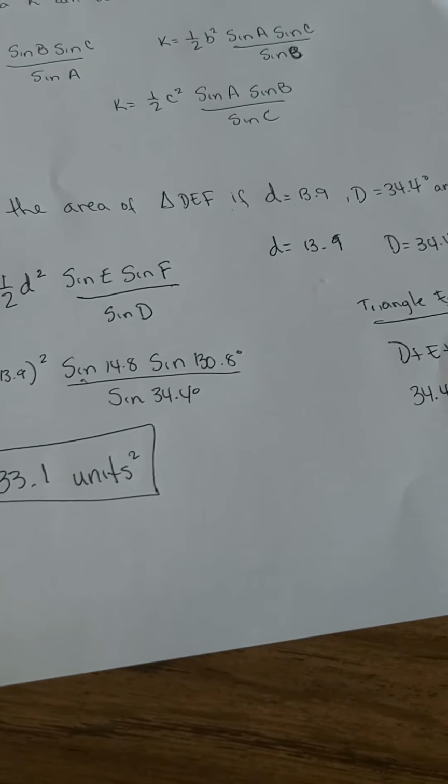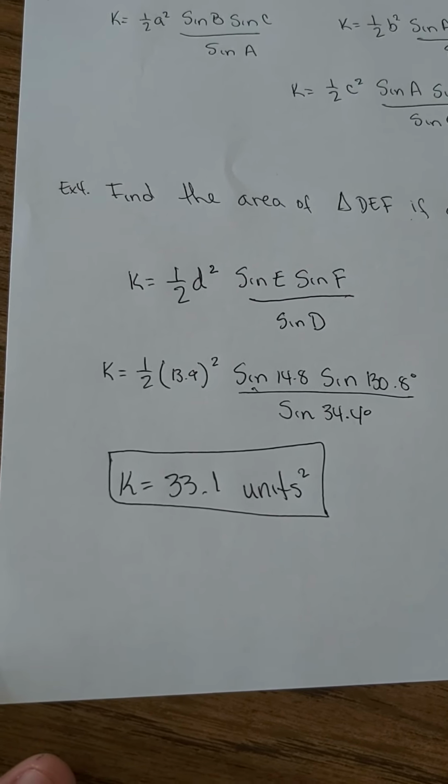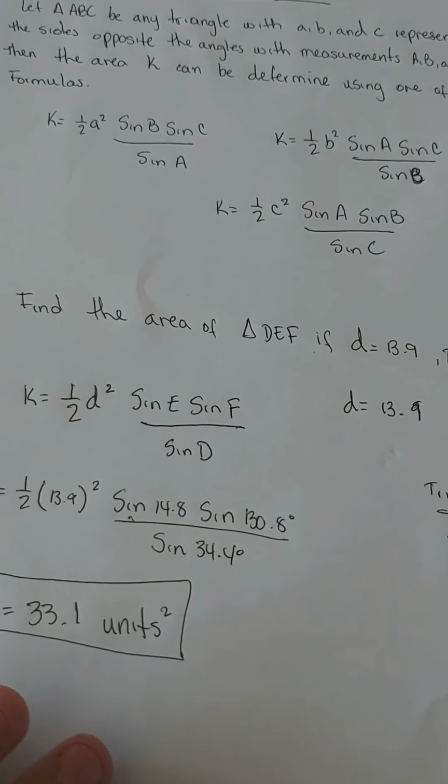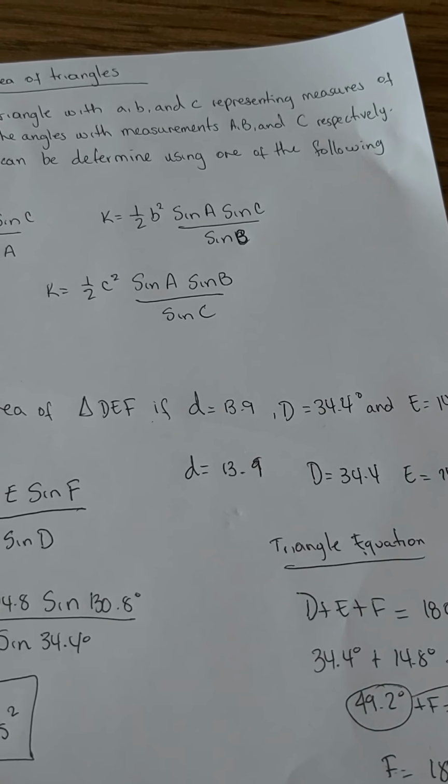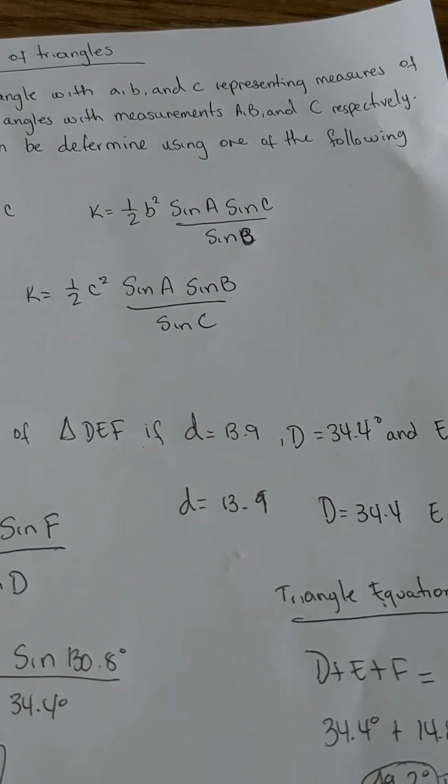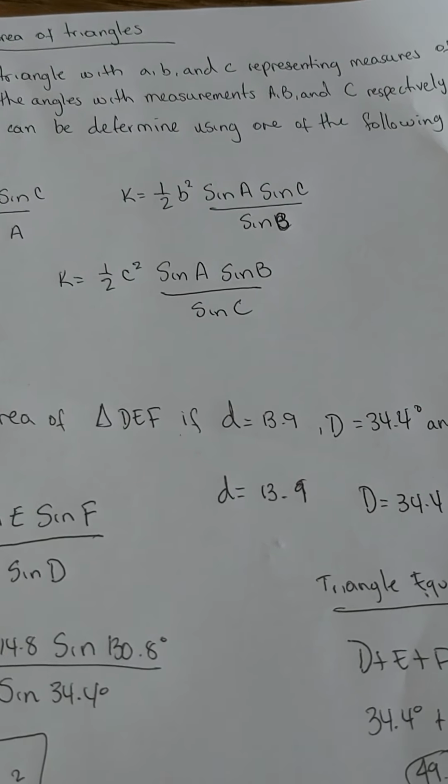Okay, so that's how to find the area of a triangle with two known angles and a side. Two angles and a side.